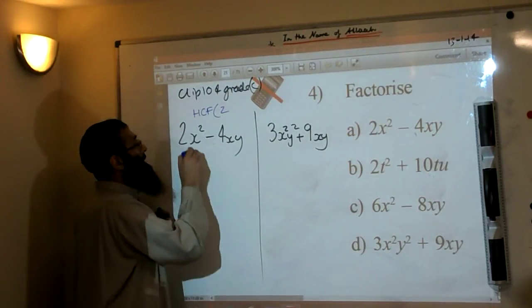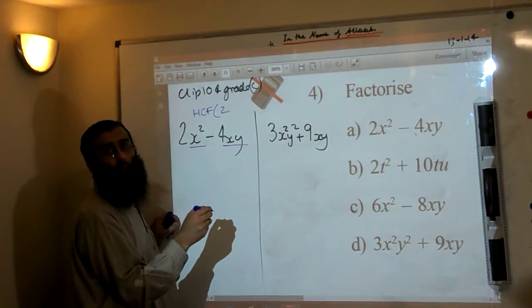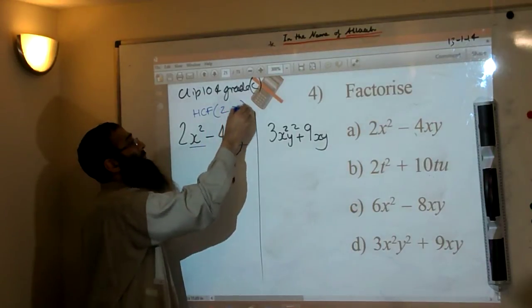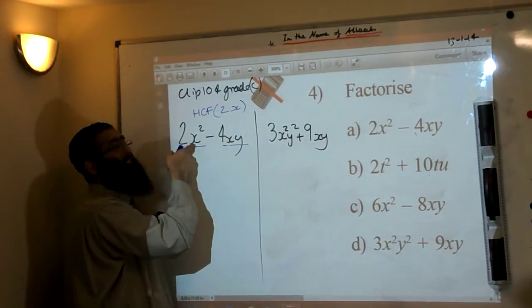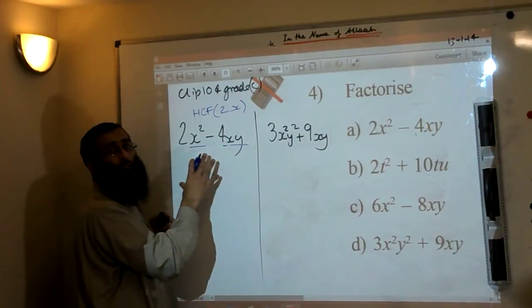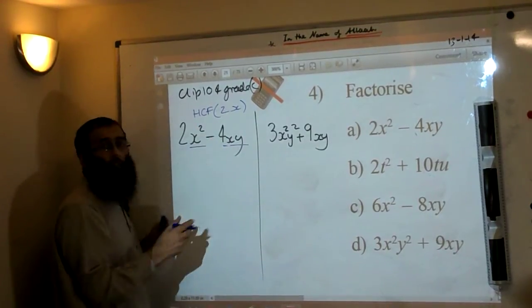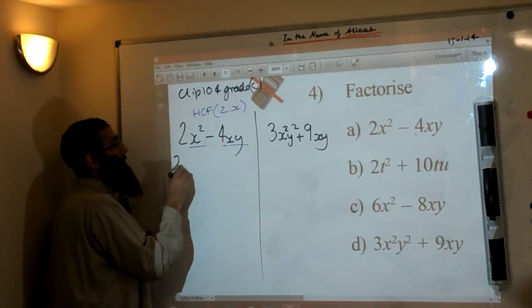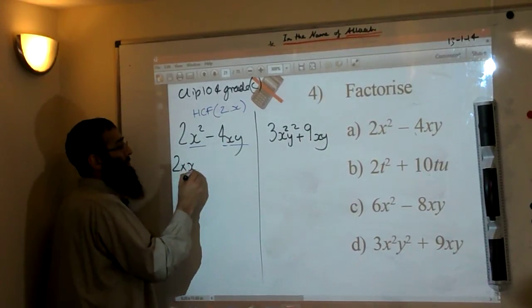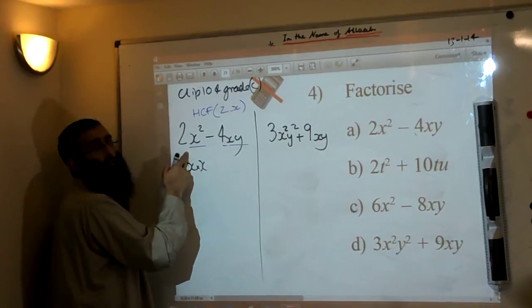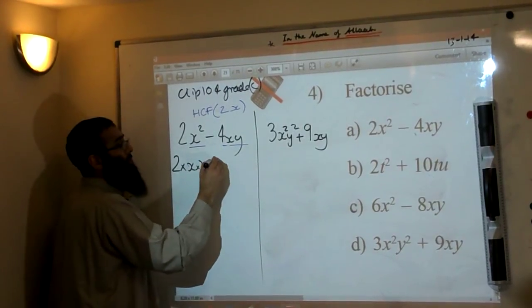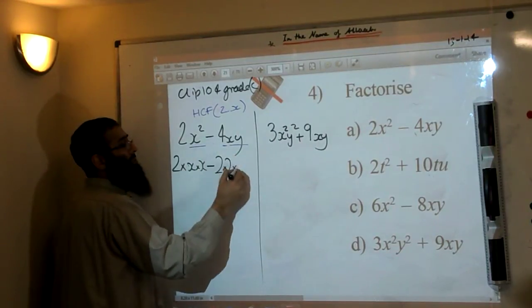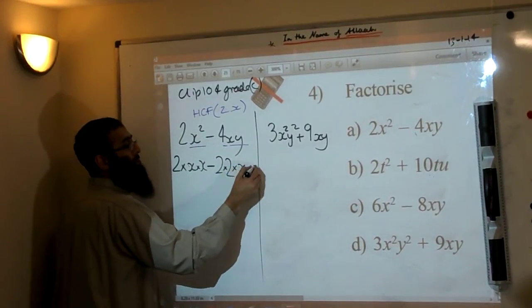Then we look at the x squared and the xy. What do they both have inside them? They both have an x inside them. There's an x here which is visible and an x inside the x squared. So we need to start to split up each individual part. So now we're going to do 2 times by x times by x. Minus 2 times by 2, which is 4, times by the x times by the y.